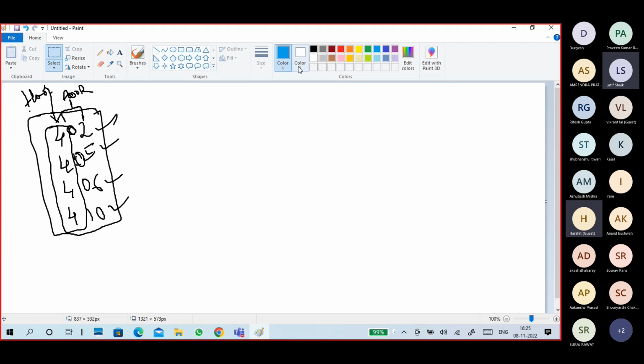I'm going to the last one in network and host parts. For class A, the first one is the network portion, and the remaining are host portions.